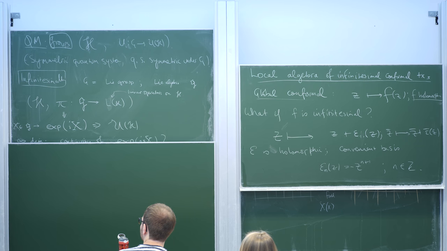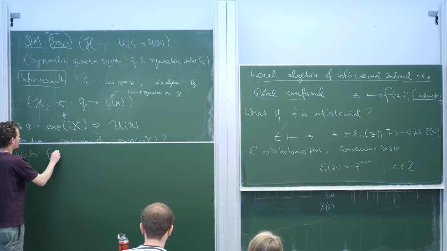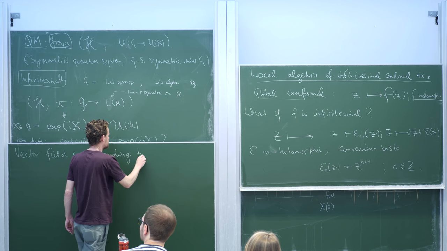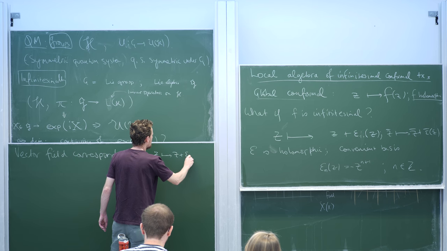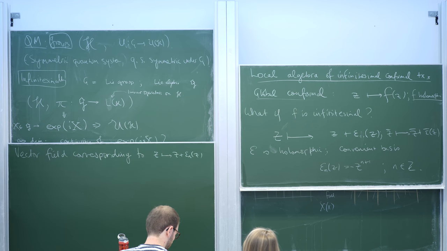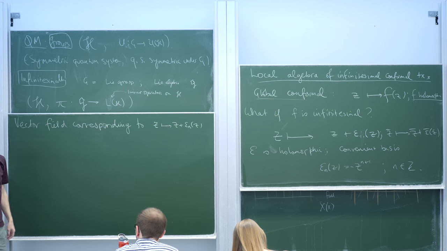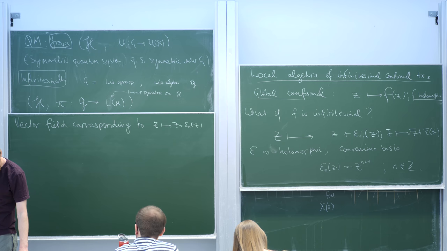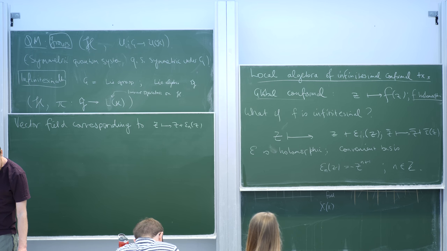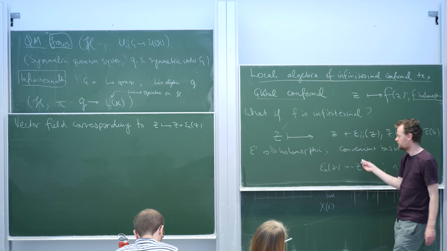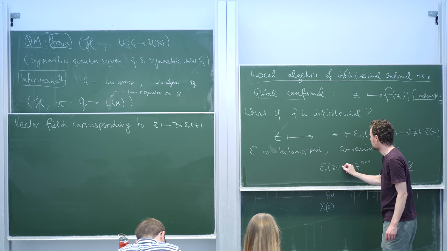So let's now find the vector field corresponding to these transformations here. So let's find the vector field corresponding to that one, say. I see I've forgotten an overall epsilon here. So we need these things to be infinitesimal, so I'm missing an epsilon in here. Just slightly rewrite that.